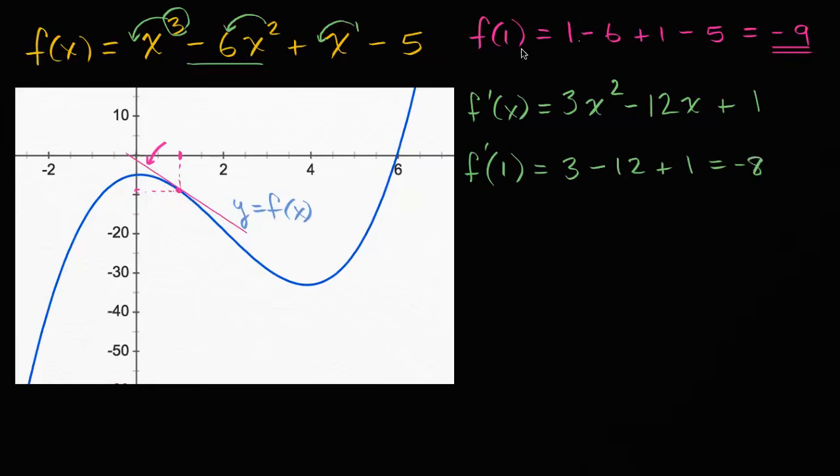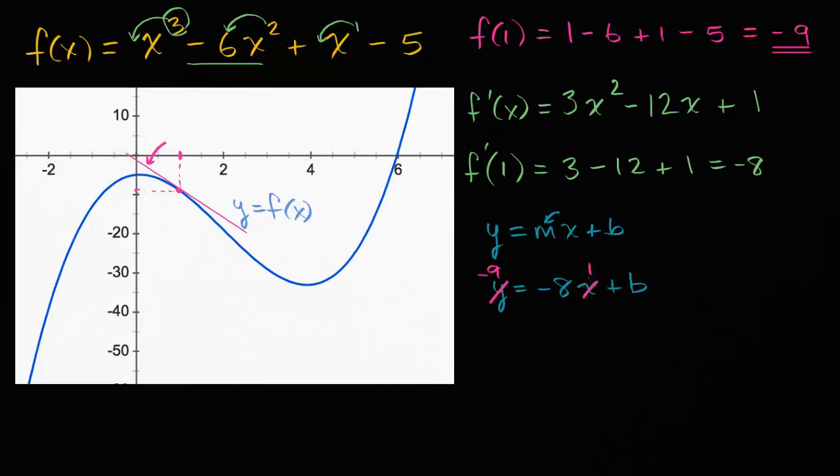We know a point on that line. It contains the point 1 comma negative 9. So we could use that information to find the equation of the line. The line, just to remind ourselves, has the form y is equal to mx plus b, where m is the slope. So we know that y is going to be equal to negative 8x plus b. And now we can substitute the x and y value that we know sits on that line to solve for b. So we know that y is equal to negative 9 when x is equal to 1.